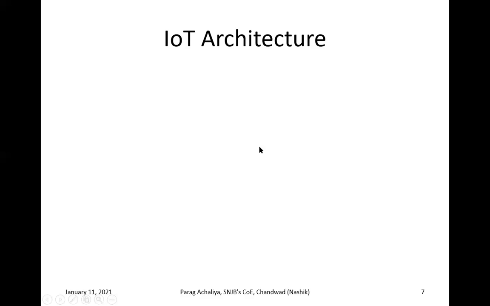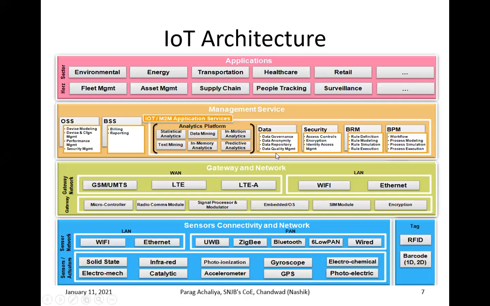Now let us see the IoT architecture. This is the general IoT architecture. In this you can see there are various layers of IoT. Let us see those layers one by one. The very basic layer will be the sensor connectivity and network layer. You can see at the bottom, this is the basic layer of IoT.